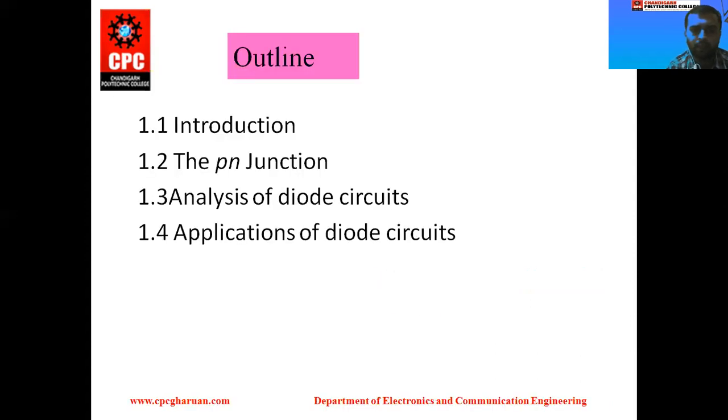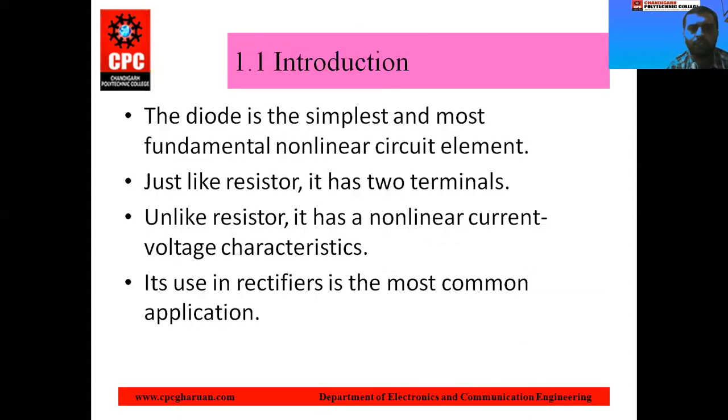The outline of today's PPT is the introduction of the PN junction diode, characteristics, analysis of PN junction diode circuits, and applications of PN junction diodes. First is the introduction. PN junction diodes are formed by two types of semiconductors, N-type and P-type. After combining both semiconductors, a device is formed that is known as a PN junction diode.